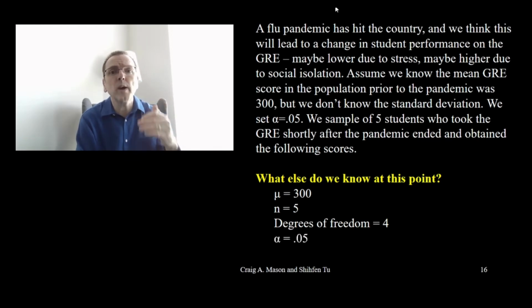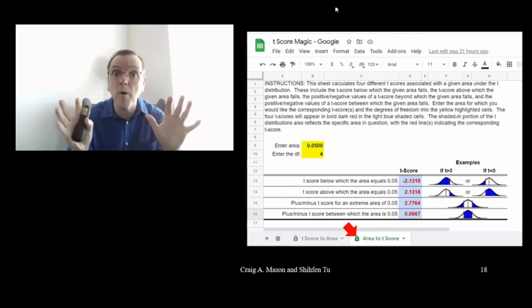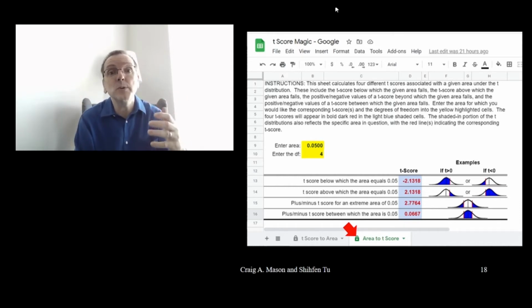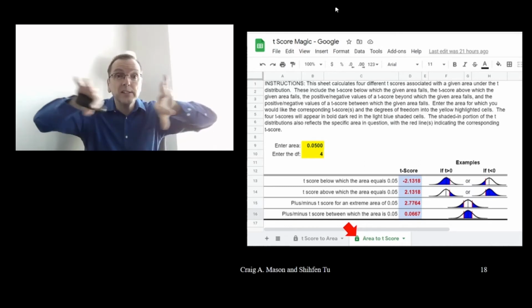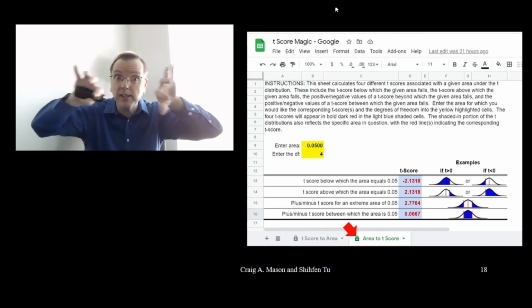To do that, let's quickly go to TScoreMagic and find that value. So here I've opened up TScoreMagic. I need to use the area to t-score sheet, right? Because I know the area, that's that 0.05. That's my alpha level. I know that area that I want. But what I need to do is find the t-score where 5% of the distribution is more extreme than 0.05 because it's a two-tailed test, right?